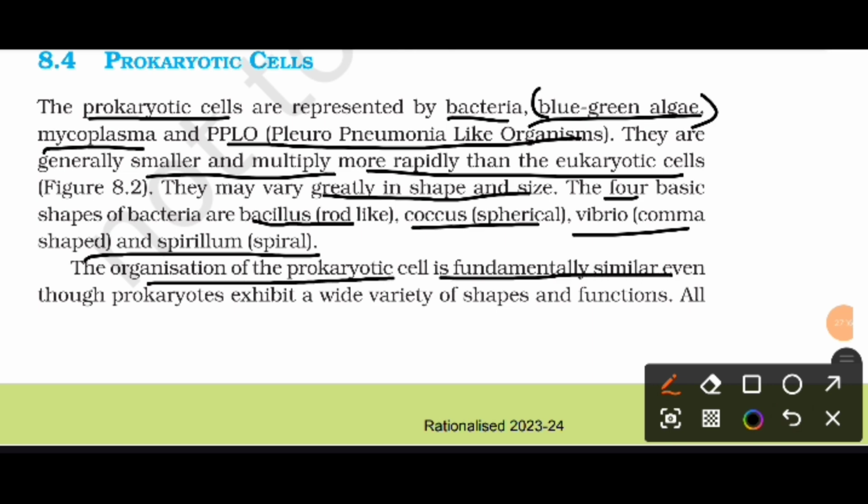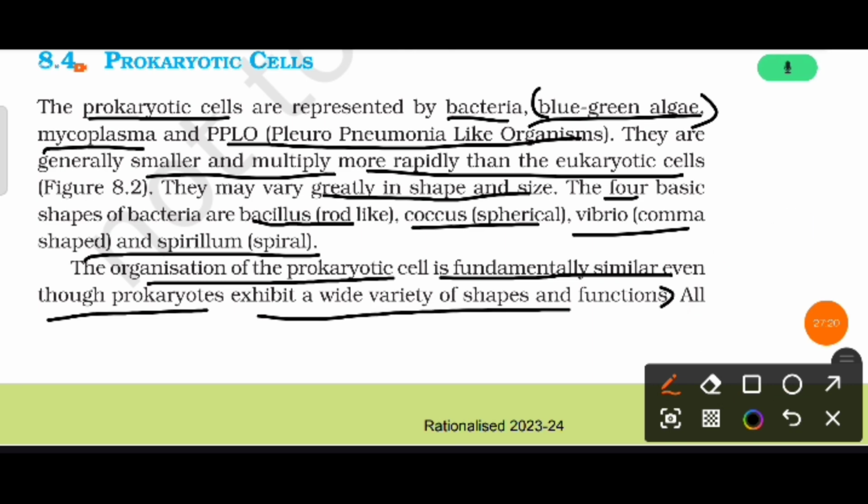The organization of the prokaryotic cell is fundamentally similar, even though prokaryotes exhibit a wide range of shapes and activities. This simply means that though there are many types of prokaryotic cells, like mycoplasma and cyanobacteria, blue-green algae, which perform different functions, some being photosynthetic, some lacking a cell wall, some very small, they have a very fundamental arrangement. They have the same double stranded DNA as I showed you earlier, and ribosomes, everything, the same stuff is there.